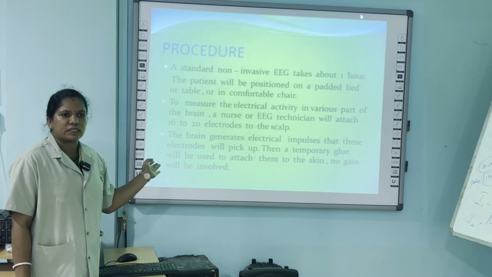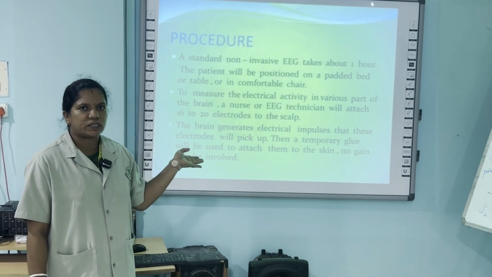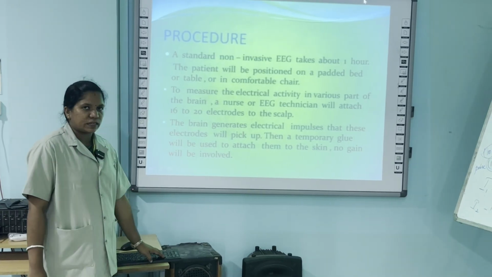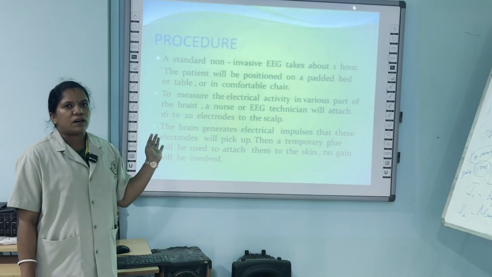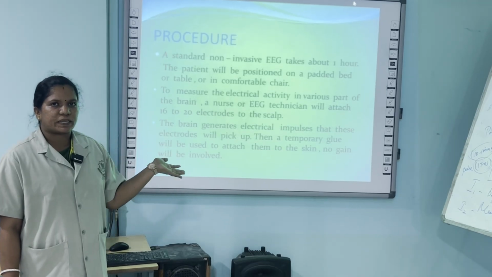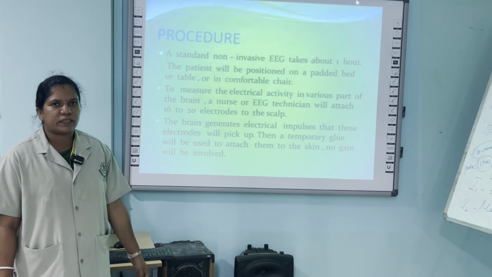16 to 20 electrodes are placed in the scalp area by the technician using the electrode jelly. The electrodes will pick up the electrical impulses from the scalp area, and these impulses will be sent to the device for measuring the EEG.